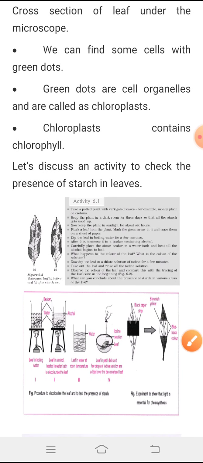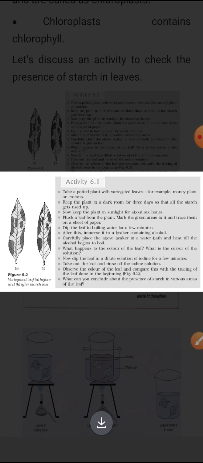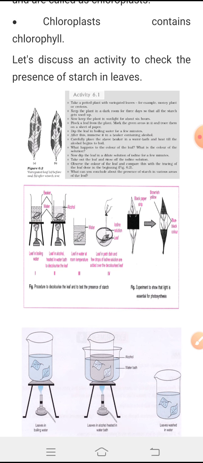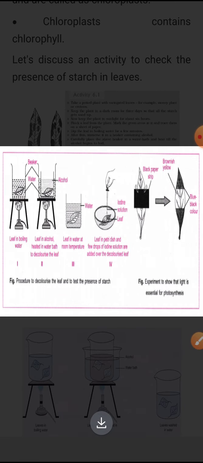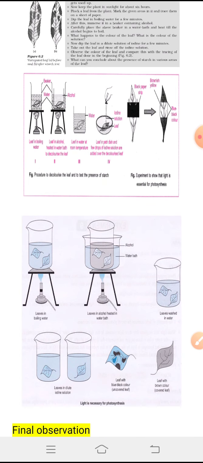To know better, let's discuss an activity to check the presence of starch in leaves. So now let me explain an activity to check the presence of starch in the leaves. This picture is given in your textbook, and I have taken two more images which help make it easier to understand this activity.